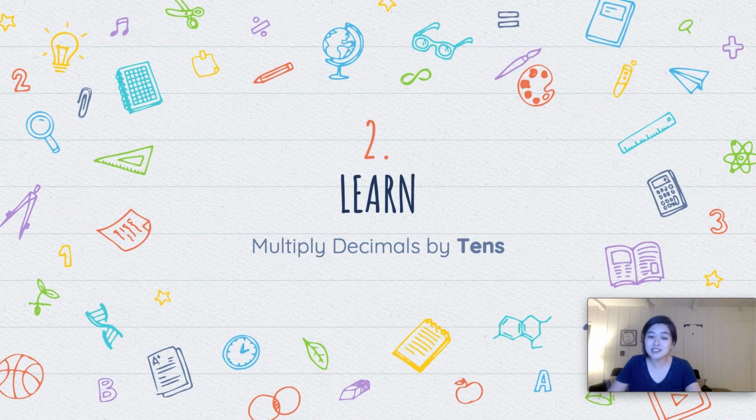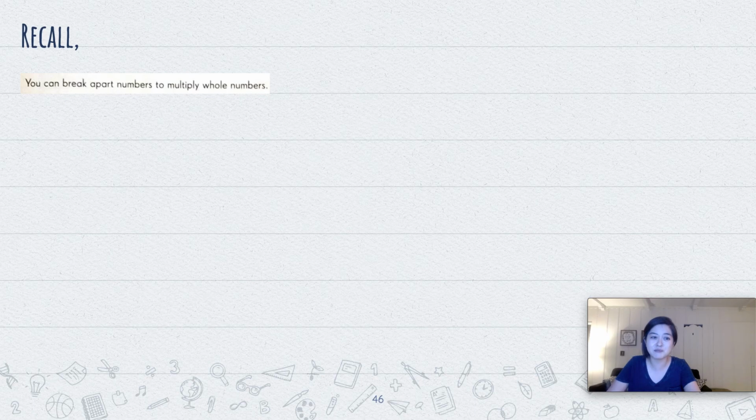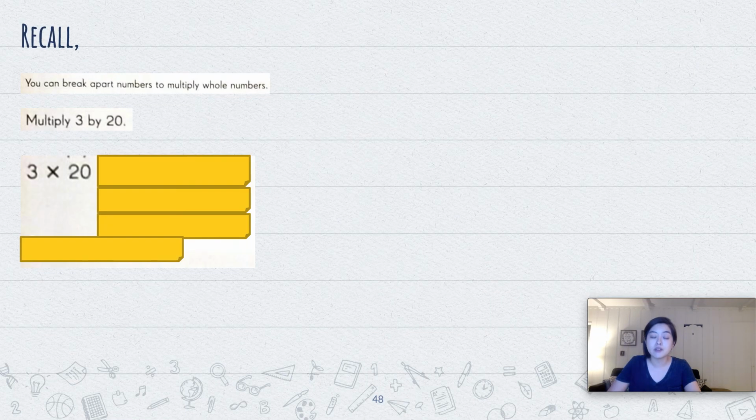Alright, now we're going to multiply decimals by tens. Notice it's plural. It's more than 1, right? So more than 10 could be like 20, 30, 40, 50, 60, and so on and so on, okay? So let's look at these examples here. It says you can break apart numbers to multiply whole numbers. So multiply 3 by 20. Okay. So this isn't with decimals yet, okay?